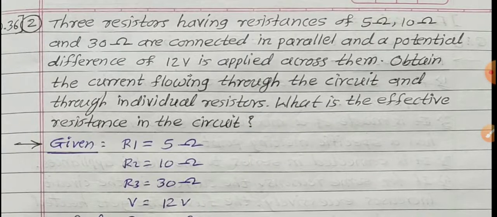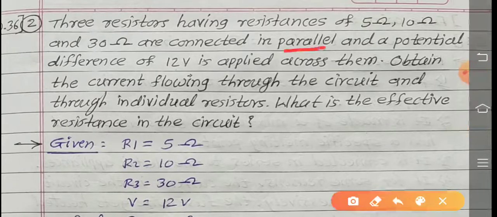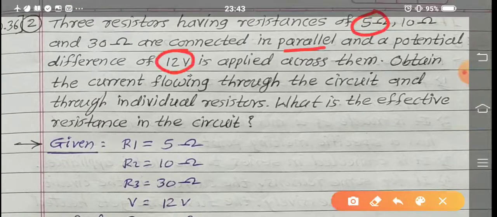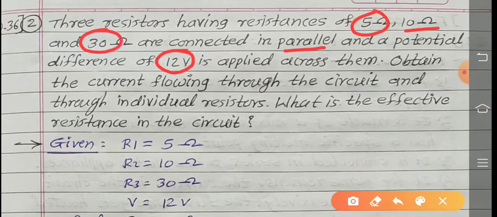Next, one more numerical problem given in our textbook. 3 resistors having resistances of 5 ohm, 10 ohm and 30 ohm are connected in parallel, and a potential difference of 12 volt is given. Clear? 5 ohm, 10 ohm and 30 ohm. The potential difference, that is voltage, is applied across them. Obtain the current. So we find the current flowing through the circuit and through the individual resistors. So R1, R2, R3.